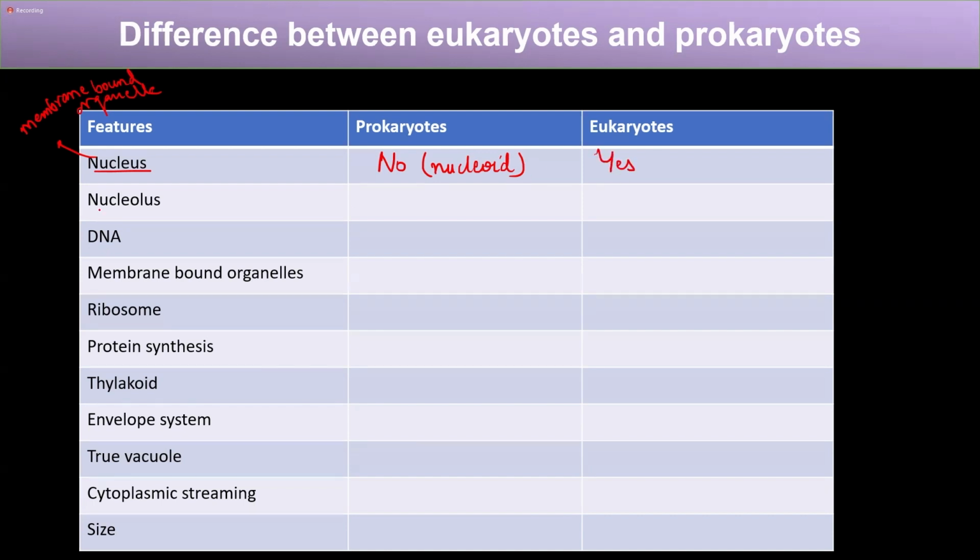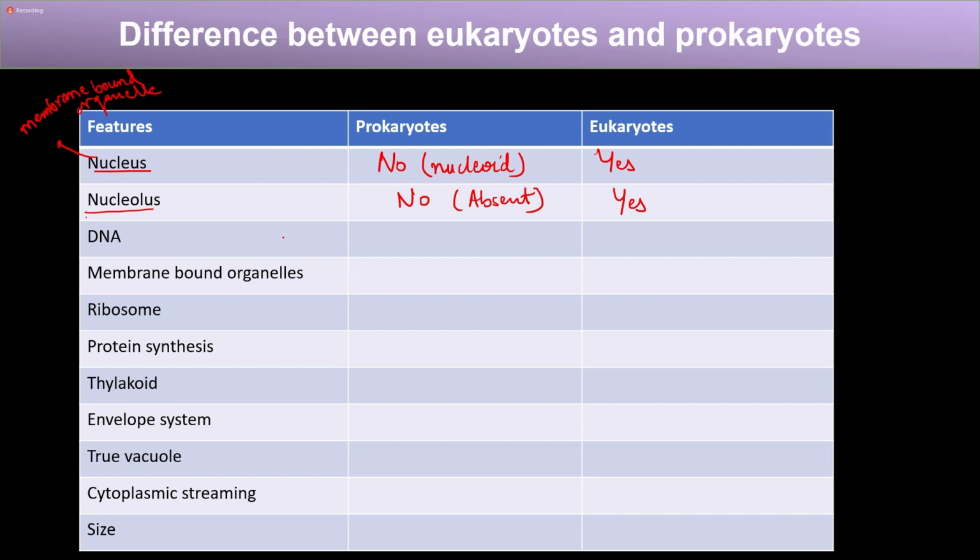The second structure is the nucleolus. If you remember the first lecture, I told you that the nucleolus is a characteristic feature of a eukaryotic cell. So it is present in the eukaryotic cell, but in the prokaryotic cell, it is not present. So you can say no or absent. Okay, so the nucleolus is absent in the prokaryotic cell.